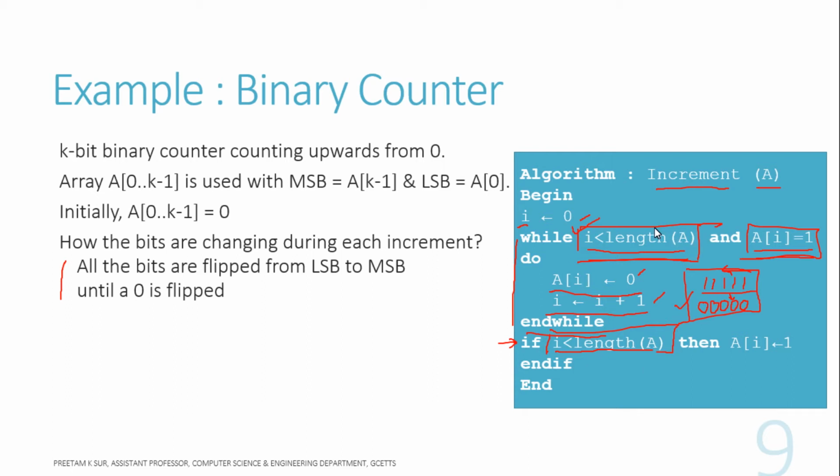Now if the while loop is exited because the condition becomes false, or at A[i] it finds that it is 0, then what we have to do is make that 0 to 1, right? So it will check whether the index is in range. If the index is in range, it means that it has encountered a 0 in the bits. So what it will do is make it 1, okay, and finally the program will terminate. So this is how the increment operation works.